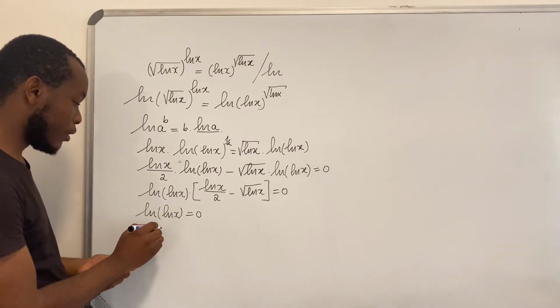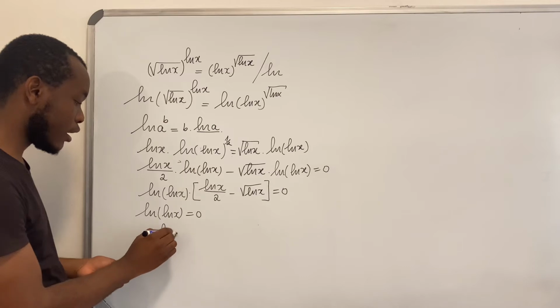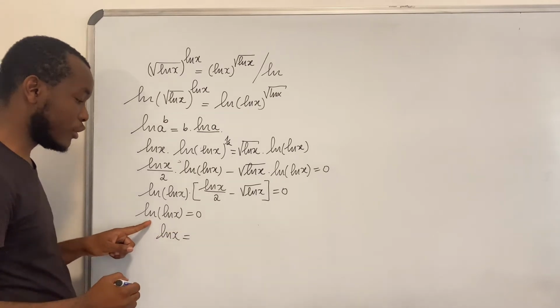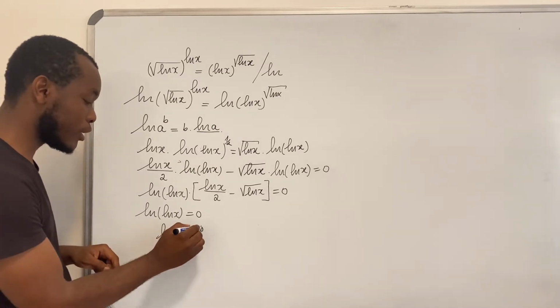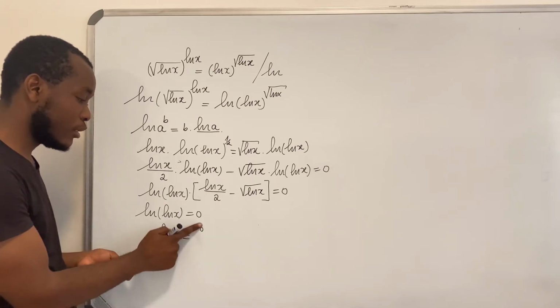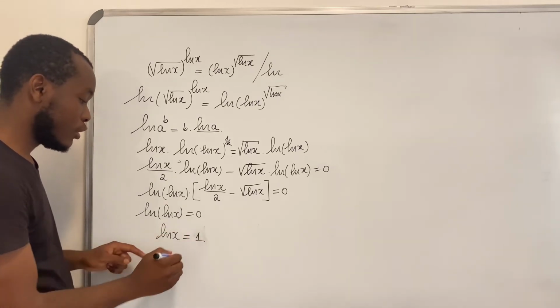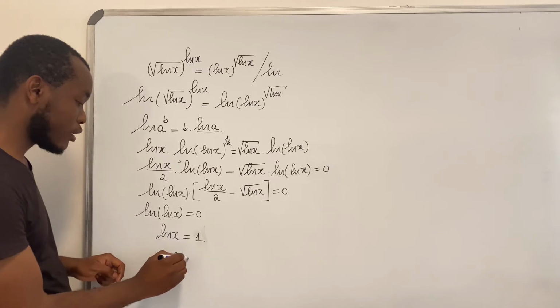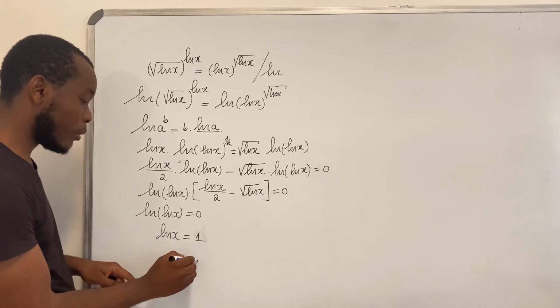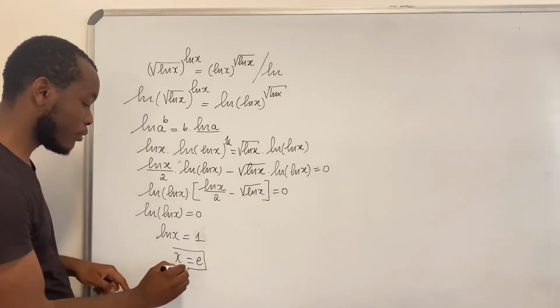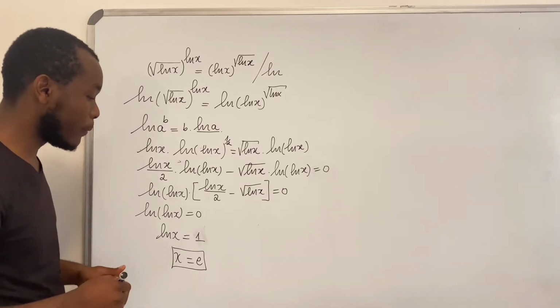Then what is going to happen? We're going to have ln ln x equal to 0. We know the base of ln is Euler, so it's going to be Euler to the power 0, which is simply 1. Euler to the power 0 is 1. So here we're going to have x, the base Euler, to the power 1, which is going to be Euler. So first, x is going to be equal to Euler.